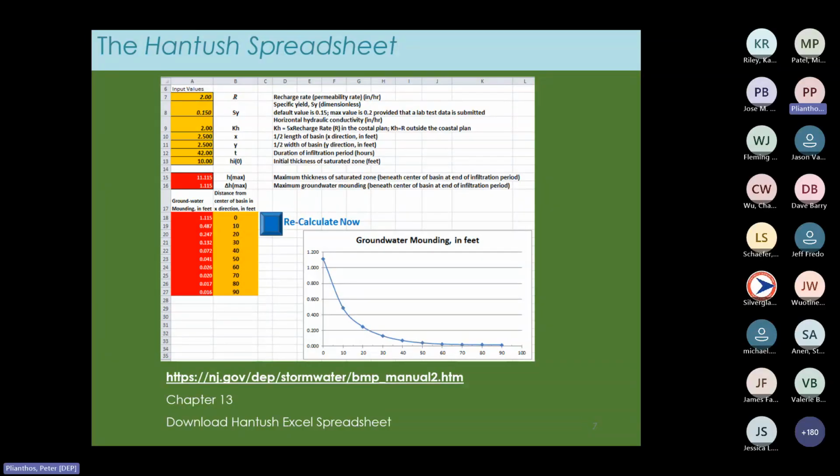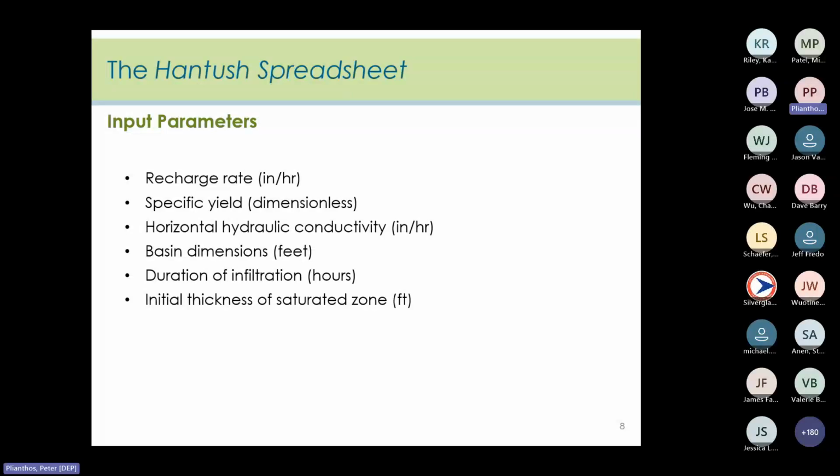With permission from the USGS, we modified the spreadsheet. Here's how it looks today. All of the calculation algorithms are the same, but the units and the notes on the use of the inputs are modified to be consistent with other chapters of the BMP manual. Chapter 13 and the spreadsheet are available at the link shown on this slide. To get more familiar with the Hantush spreadsheet, let's define the parameters listed here and establish the assumptions for their use in the spreadsheet.